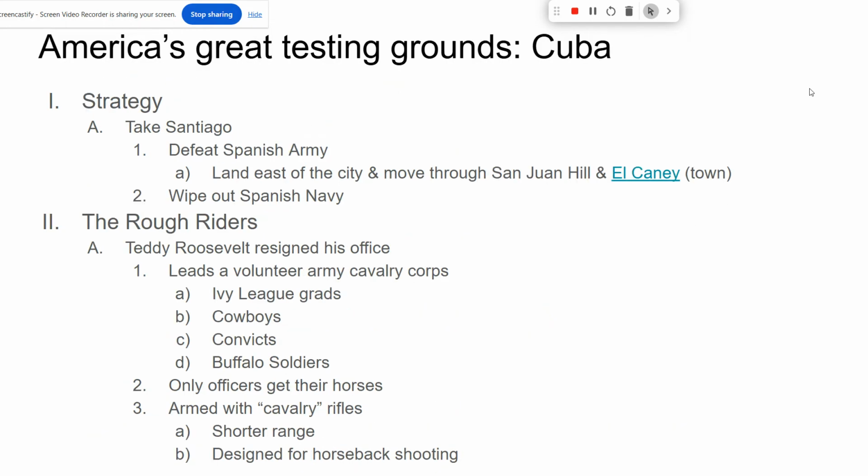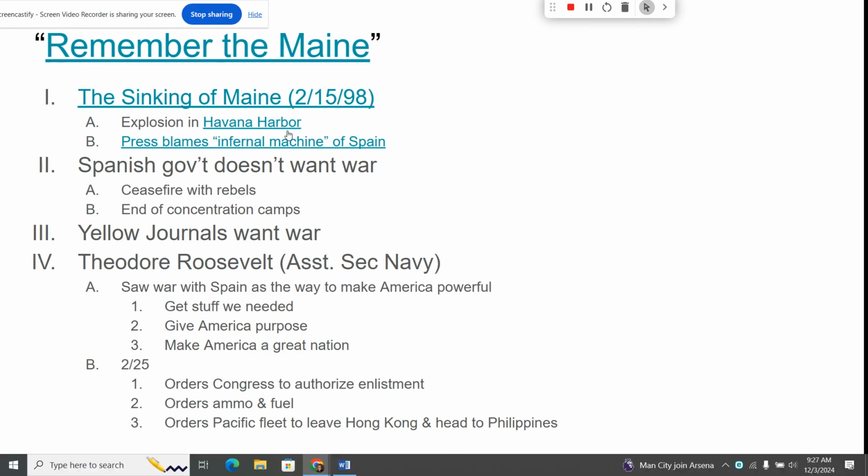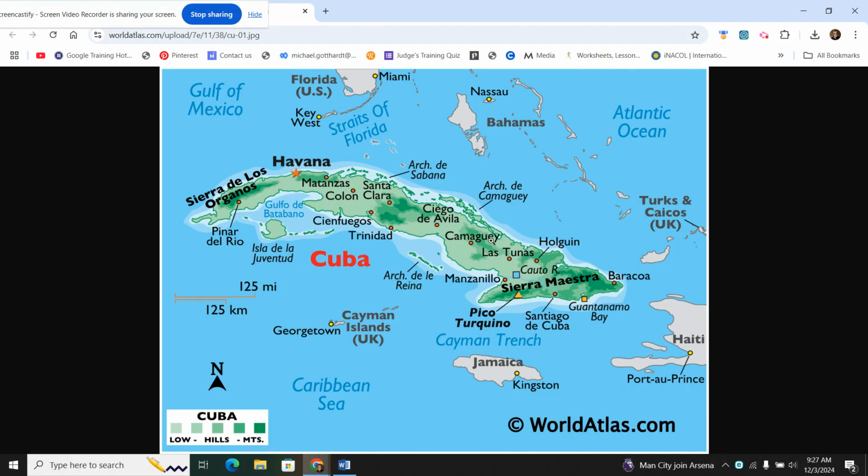Now, the strategy that the Americans are going to undertake is very straightforward. They are going to, let me go back over here real quick and get up a map for you. So here's a map of Cuba, okay? The American strategy is we've already blockaded Havana. We are going to go from Miami and land in Guantanamo, and we are going to land west of Santiago as well.